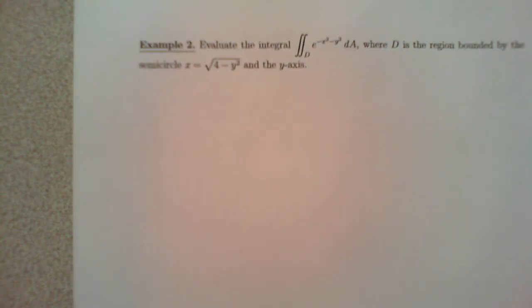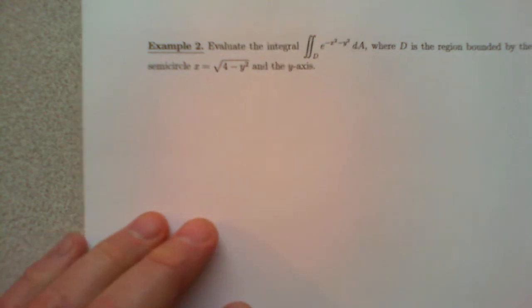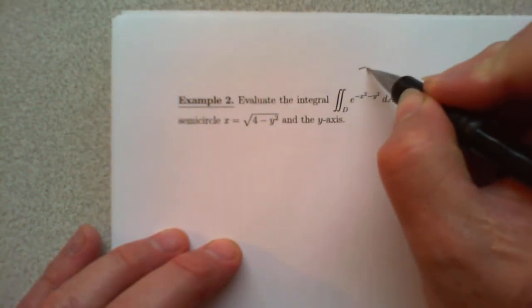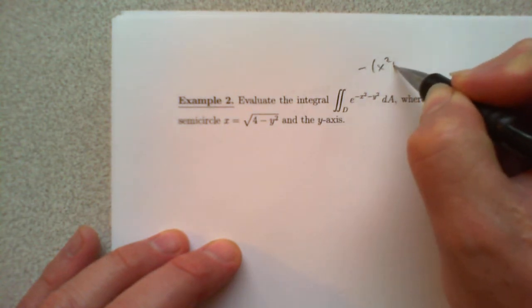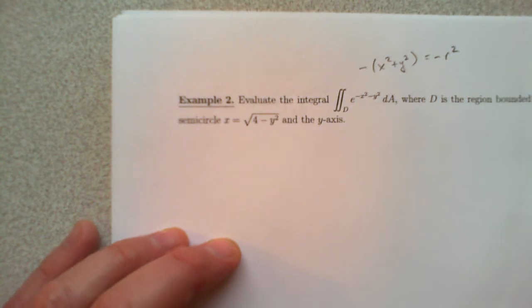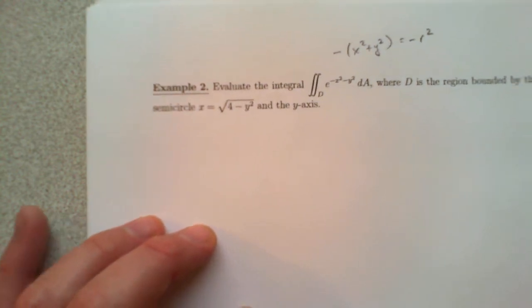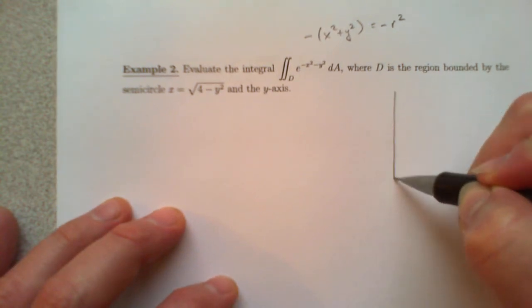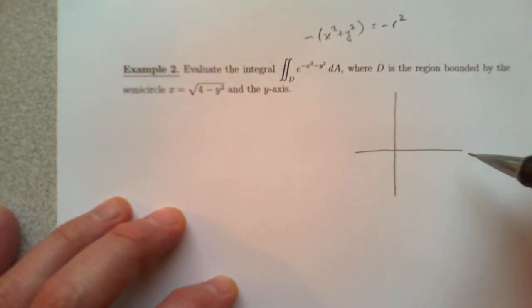Okay, something with the exponential function that in this situation has negative r squared inside there, because if I factored off a negative, this is looking like negative r squared. Alright, so let's look at what the domain is here to try and figure out what the limits of integration are going to be.